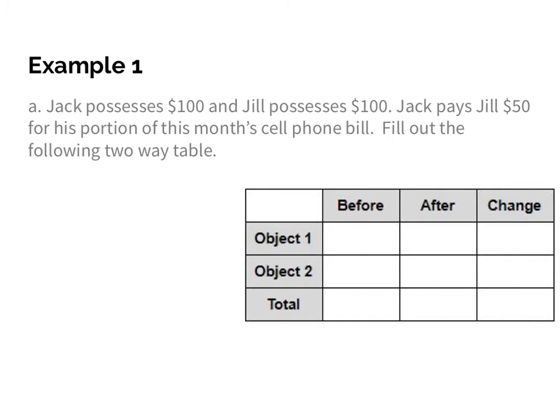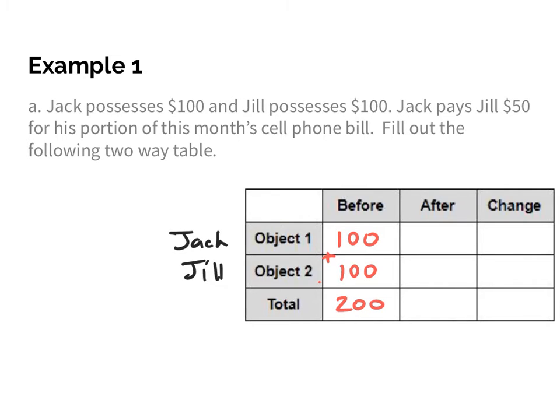It says here that Jack possesses $100 and Jill possesses $100. Jack pays Jill $50 for his portion of the month's cell phone bill. So we're going to use this little two-way table. The two-way table is just a nice, easy way to help understand this idea of change as well as the conservation of momentum. We'll say that object 1 here is Jack and object 2 is Jill. Before the exchange, each person has $100. So if I think of this as a total combined, they're going to have $200.